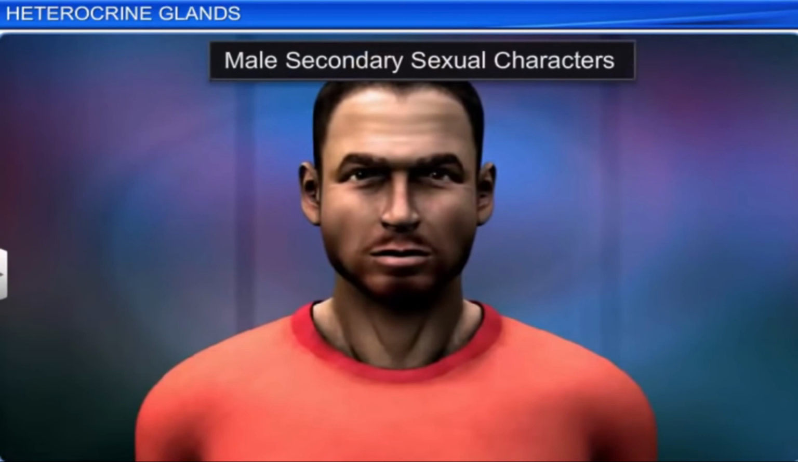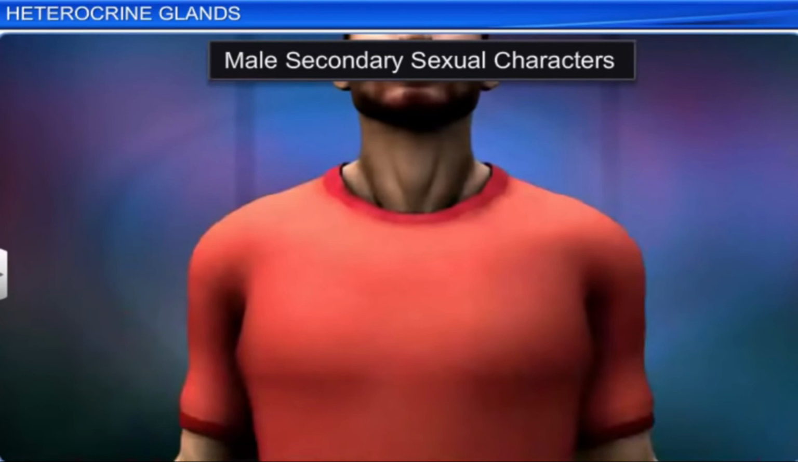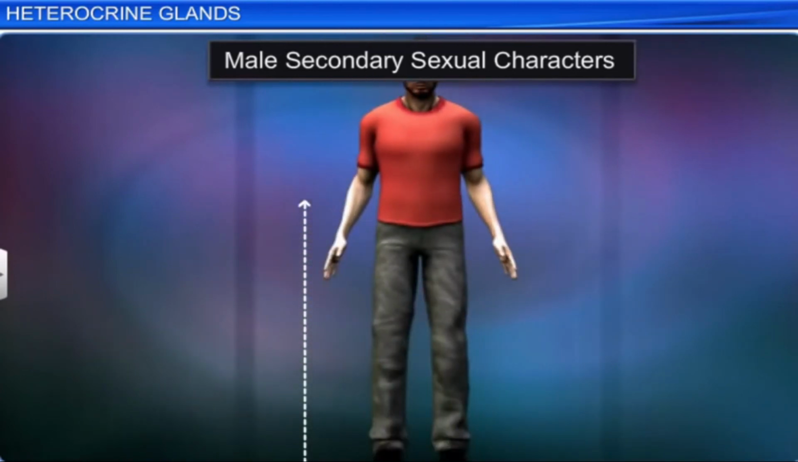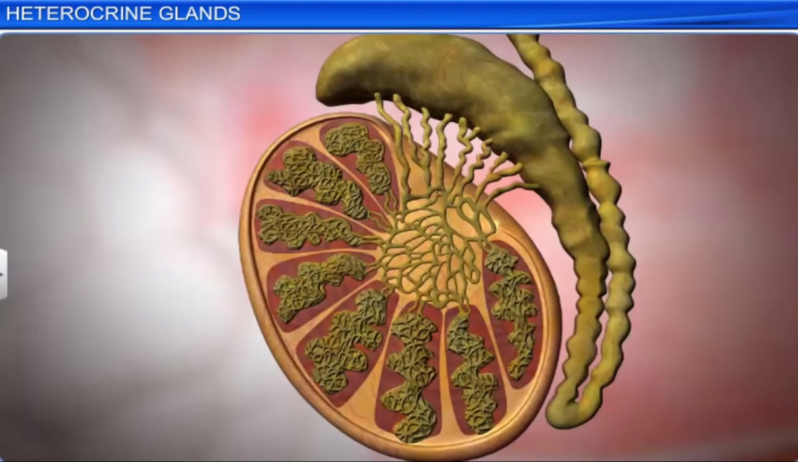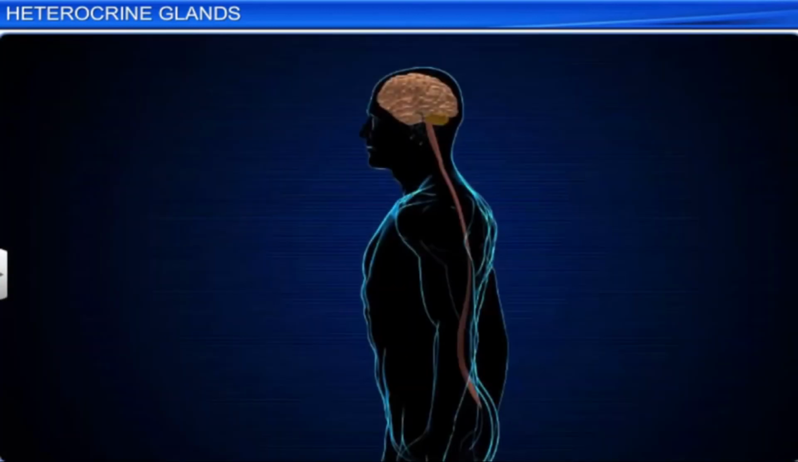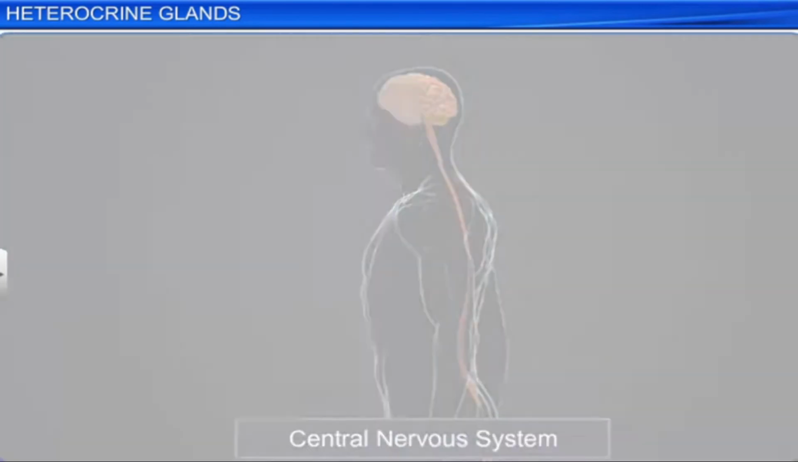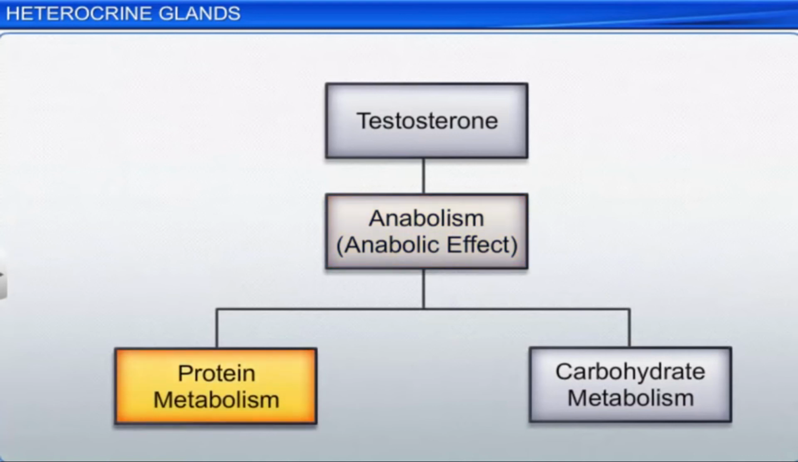Apart from the development of secondary sexual characteristics such as a beard, mustaches, deepening of the voice, broadening of the shoulders, increased height and aggressiveness, testosterone also stimulates spermatogenesis, that is, the formation of spermatozoa. Moreover, it acts on the central nervous system to influence male sexual behavior or libido, and also produces anabolic effects on protein and carbohydrate metabolism.